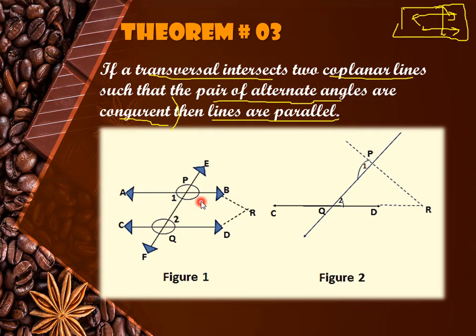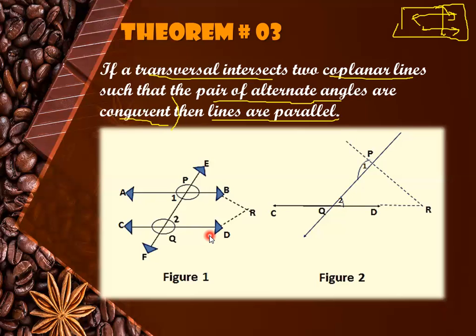Now these are the things which are given to you. After that, they say that the lines are parallel, meaning lines AB and CD are parallel. This is what you have to prove: that after the transversal intersects and alternate angles are formed, the lines will be parallel. So you have to prove that the given lines AB and CD are parallel.